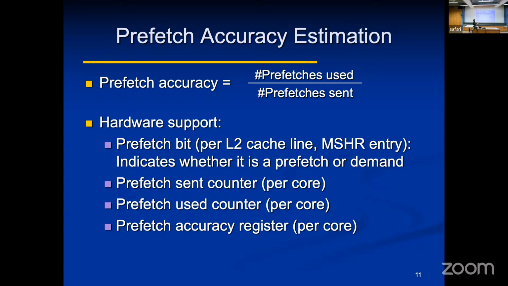So whenever your prefetcher is making a decision, you're going to update the sent counter. Whenever this prefetch bit is set, then you are going to update the used counter, and so on and so forth. So essentially we are going to measure these counter values dynamically at runtime inside the hardware, and we are going to make the decisions according to the prefetch accuracy.